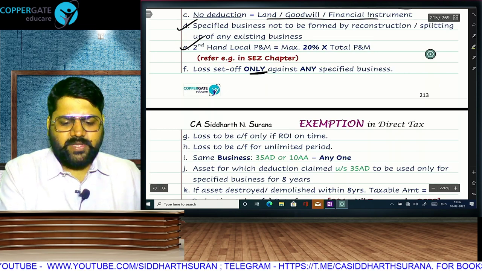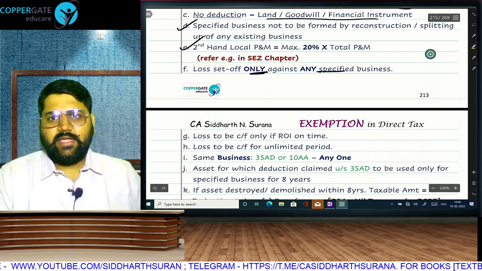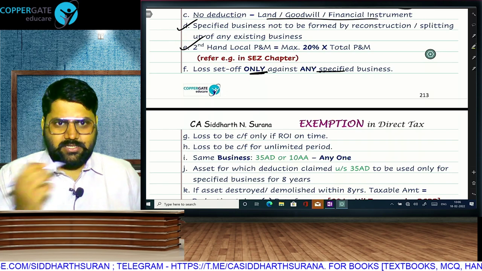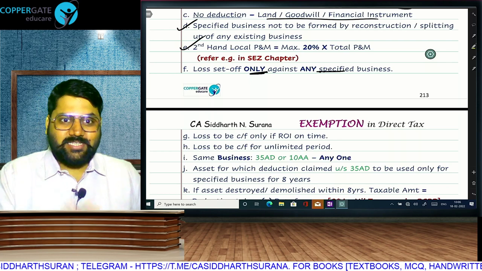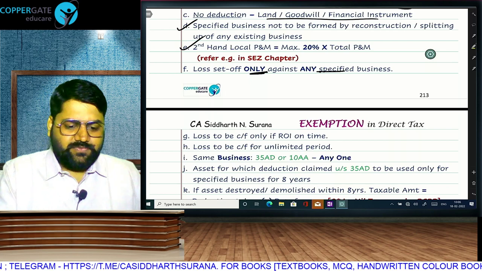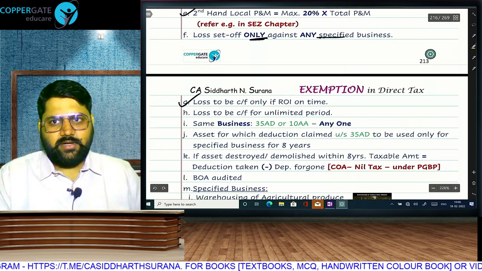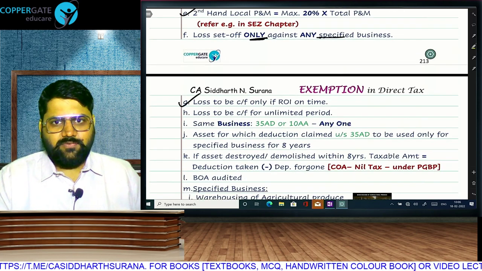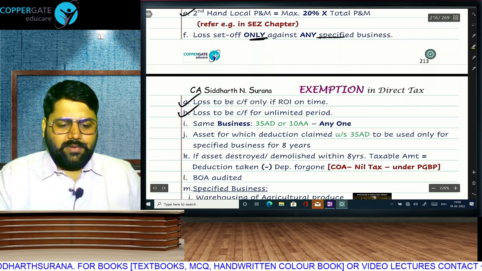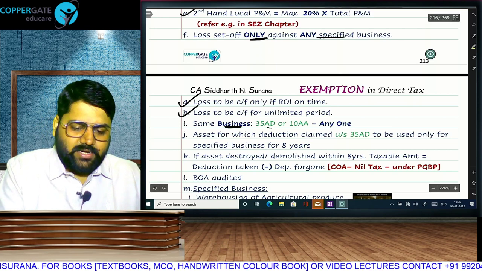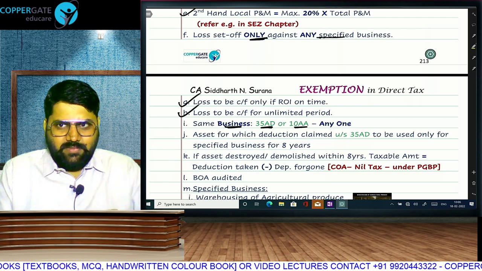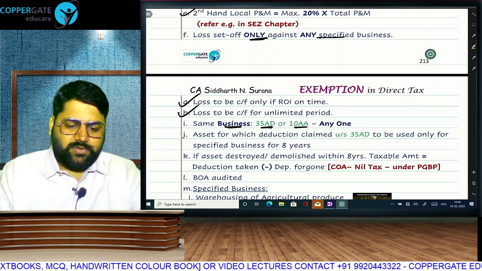If there is any loss in specified business, it can be adjusted only against any specified business profit. You cannot adjust it against any other business profit. But loss of other business can be adjusted against specified profit. Specified loss only against specified profit. If you want carry forward of loss, then your return of income has to be filed on time. Loss carry forward will be given only if the return is filed on time, and the loss can be carried forward for unlimited period. For the same business, you can take 35 AD or SEZ, anyone, but I have already told you in that chapter also, same assessee, different businesses, he can take both.